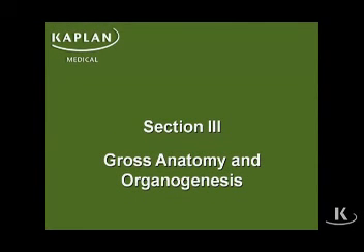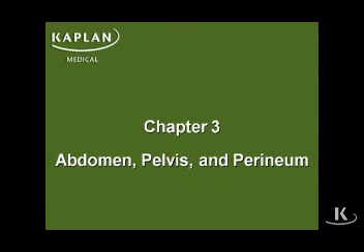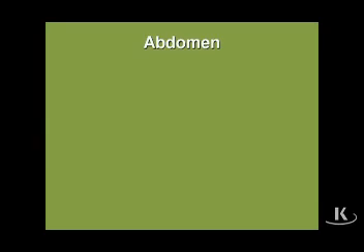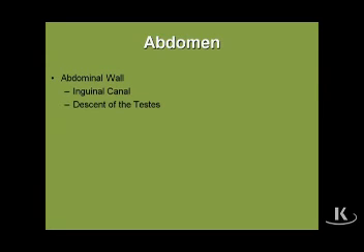We're going to continue our discussion of gross anatomy and turn our attention to the abdomen. So we will be doing the abdomen, and we'll follow that with the pelvis and perineum. For the abdomen, what we're going to cover first will be the abdominal wall, and that will primarily focus our attention on the inguinal region. So we'll do the inguinal canal, the descent of the testes, and then issues relating to inguinal hernia.